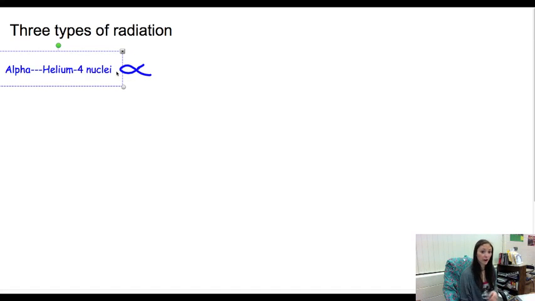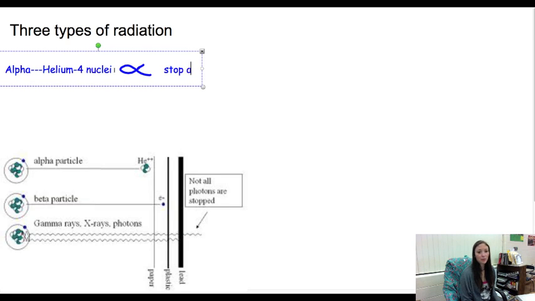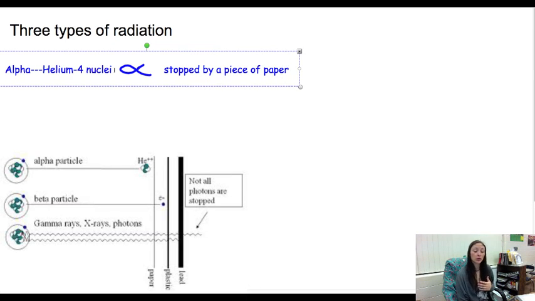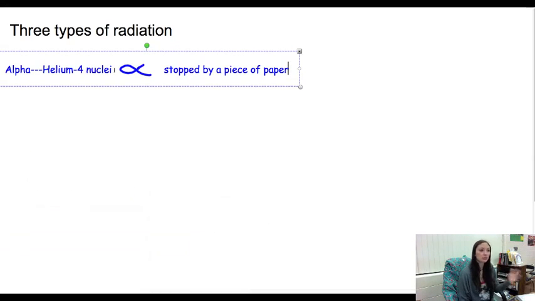Alpha particles are very heavy, as we talked about in the gold foil experiment with Rutherford. Since they're really, really heavy, they're also really slow, and you can stop an alpha particle with a piece of paper. Alpha particles will only travel a few centimeters in open air, so they can't go very far. You're not absorbing tons of alpha particles from far away.